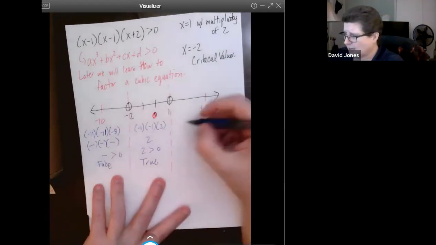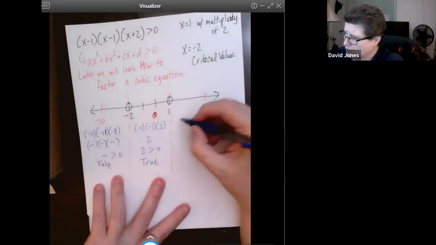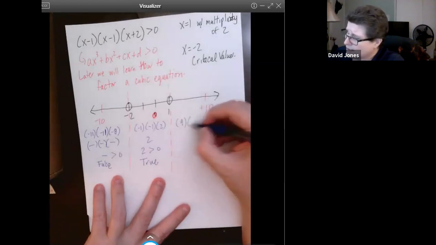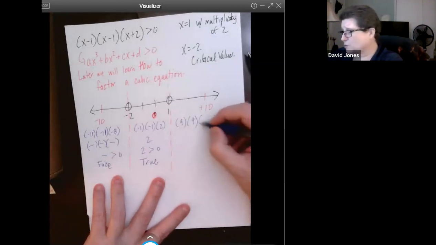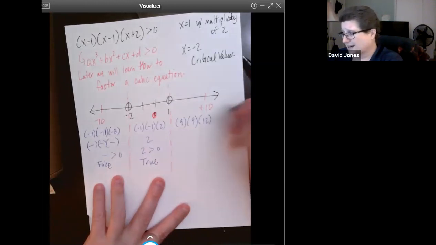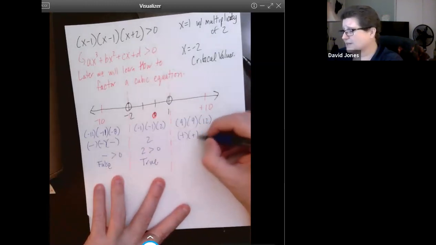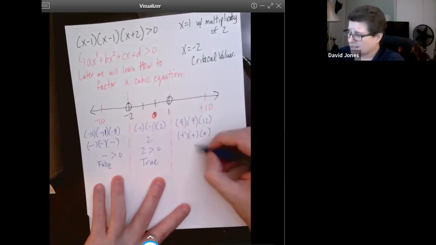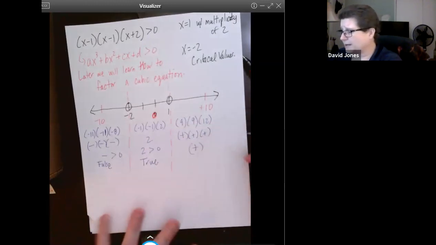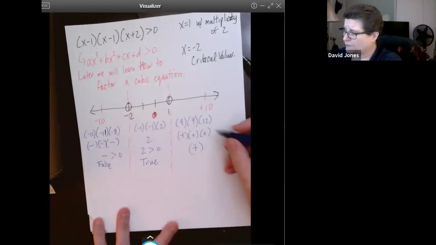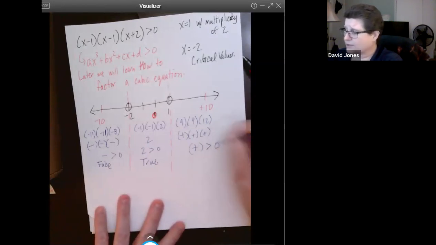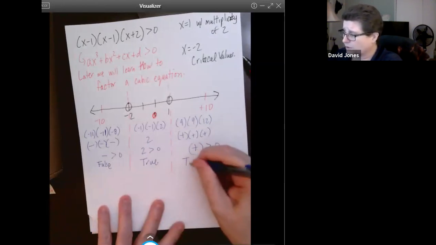Let's check 10. 10 minus 1 is 9. 10 plus 2 is 12. I've got a positive times a positive times a positive. That's going to be a positive number. It's going to be a big number. 9 times 9 is 81. 81 times 12 is pretty big. It's definitely bigger than 0. This is also true.